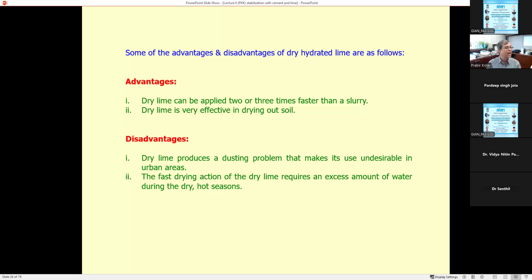The disadvantage is dry lime produces a dusting problem, and thus makes it undesirable in urban areas. Due to the fast drying action, dry lime also requires an excessive amount of water. So if you are using it in the hot season, that is not good.